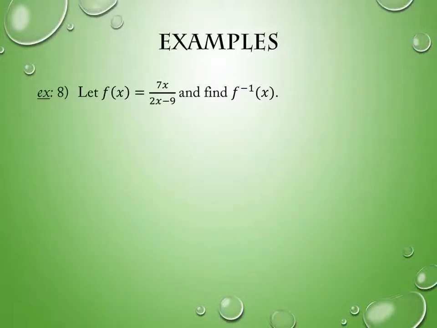So f of x is 7x over 2x minus 9, and the inverse is what we're looking for. So just like we did in class, you're going to switch x and y. So this is going to now say x equals, and then you have 7y over 2y minus 9.